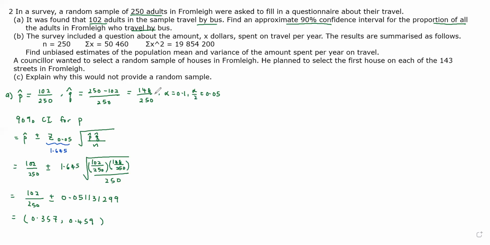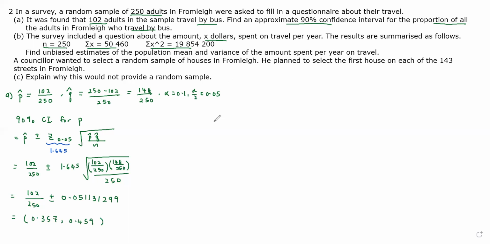Part B, the survey included a question about the amount X dollars spent on travel per year. So N is 250. The total amount spent on travel a year is 50,460. This is the sum of X. Find an unbiased estimate for the population mean and an unbiased estimate for the population variance of the amount spent per year on travel.